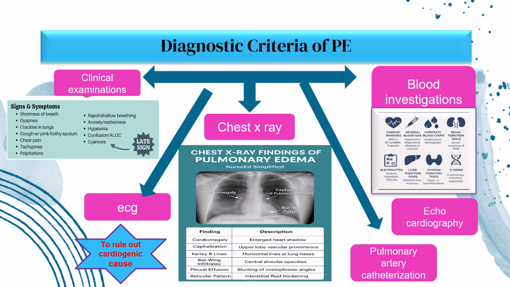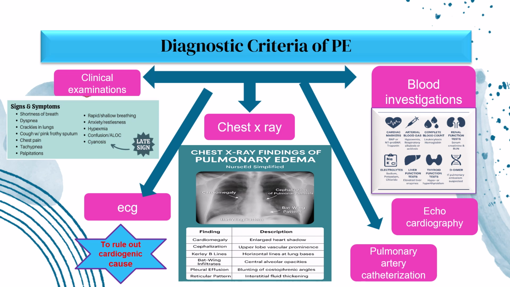Central alveolar opacities that you will see. Alveolar opacities that you can see here. This is a battering pattern and vesicular pattern, that is interstitial fluid thickening. ECG is done to rule out cardiogenic causes like AF or MI.